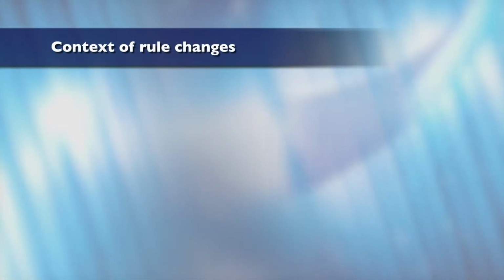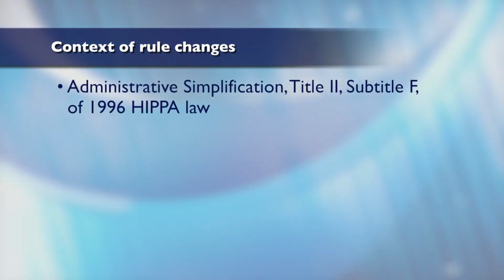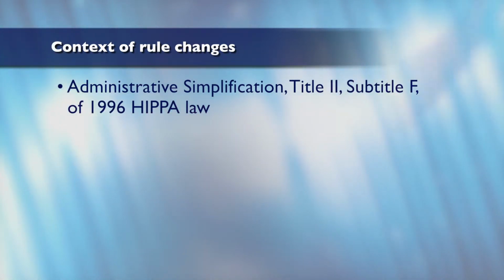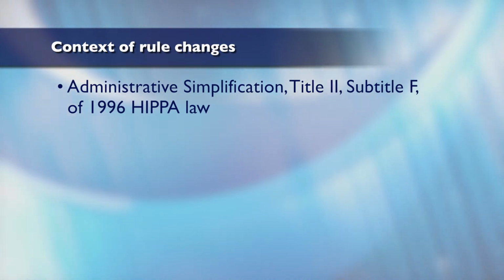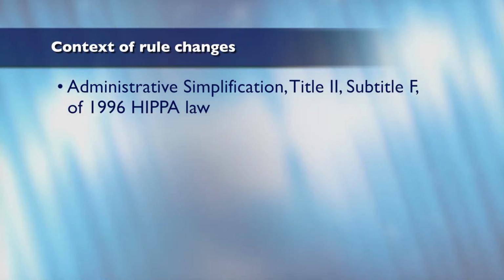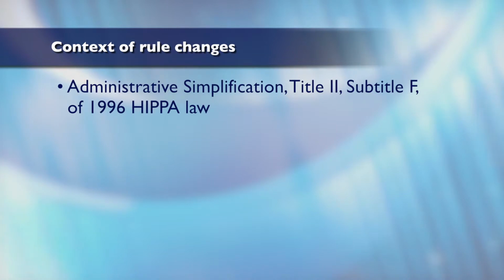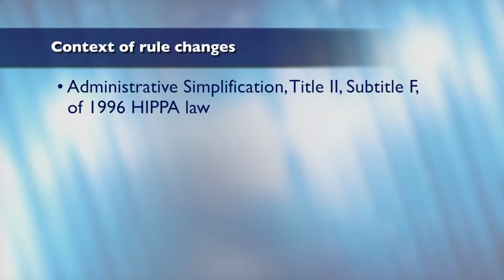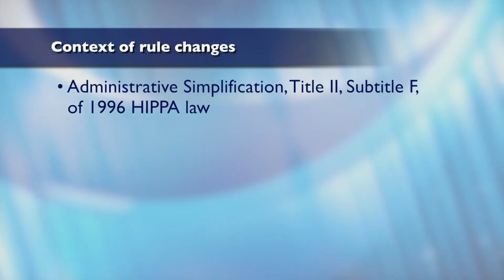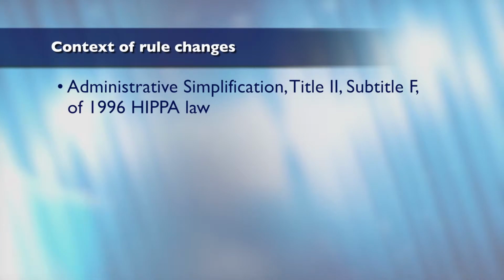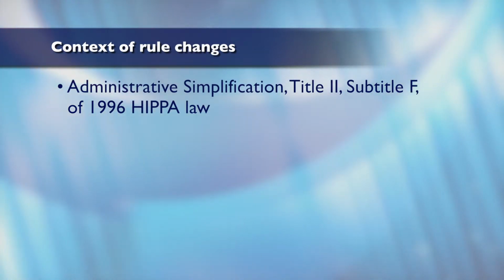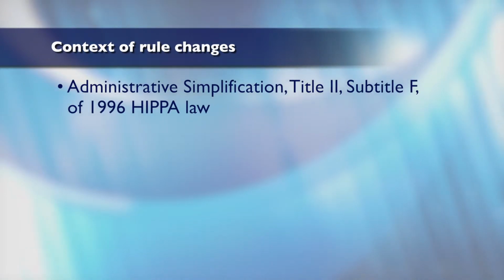So let's talk a little bit about where these rules are coming from. And we have to go back to 1996 to some federal laws called HIPAA, adopted to help people keep their health insurance when they changed jobs. Buried in the HIPAA law was a section called Administrative Simplification. It's in Title II, Subtitle F of the 1996 HIPAA law, and out of Title II, Subtitle F, came the HIPAA privacy and security rules that are being changed in today's discussion.